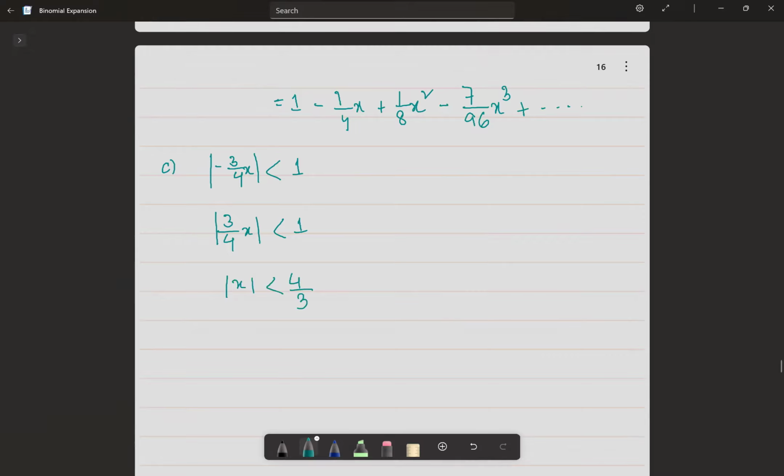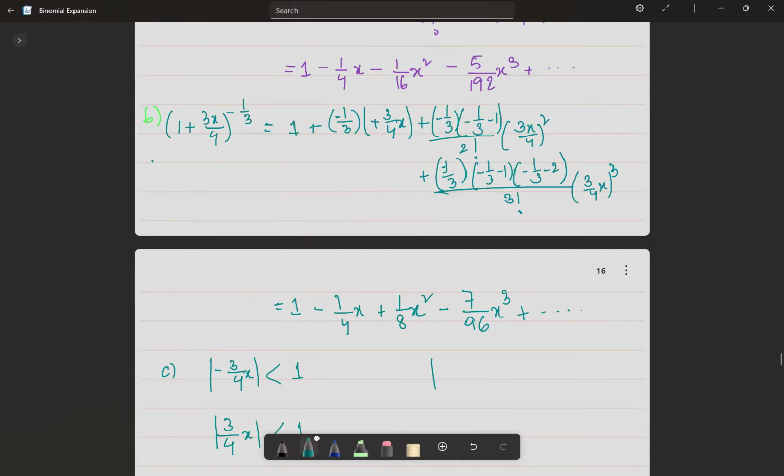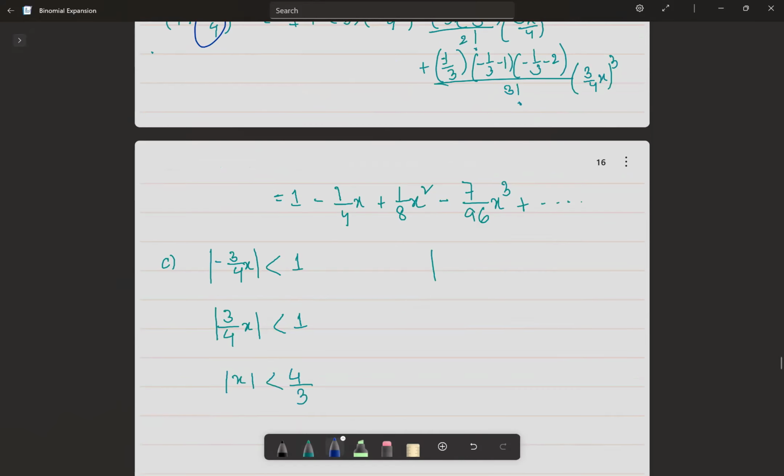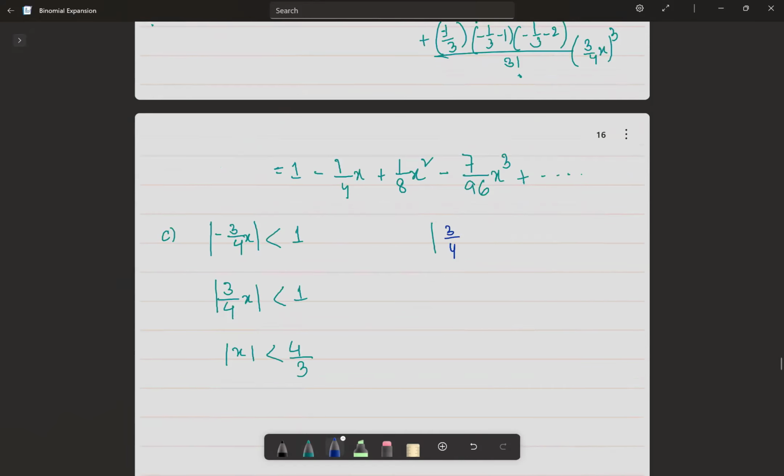Now for the other expansion, we have 3 by 4x. So if you put 3 by 4x is less than 1, you are going to get the same thing as this one. So we are going to get x is less than 4 by 3 again. Both of these are the same thing. So you can just write either of these. It's the same thing.